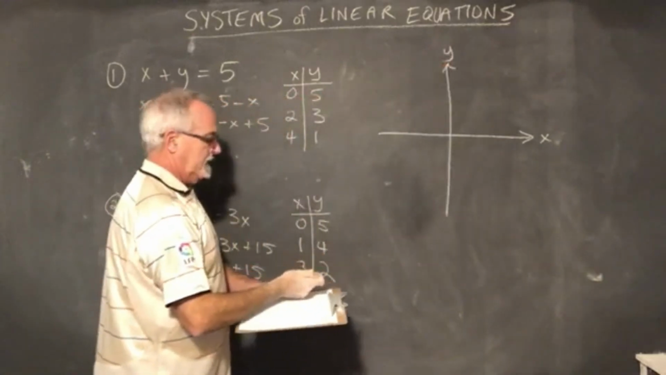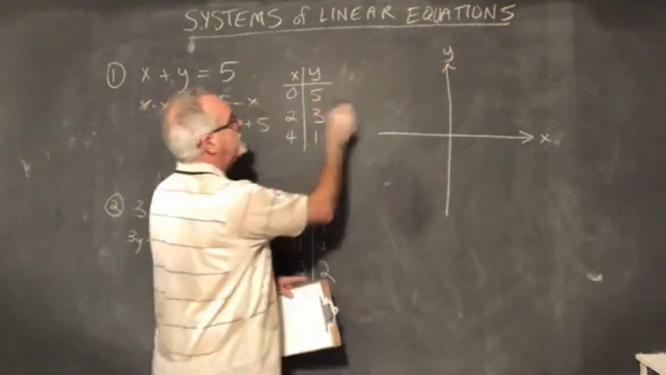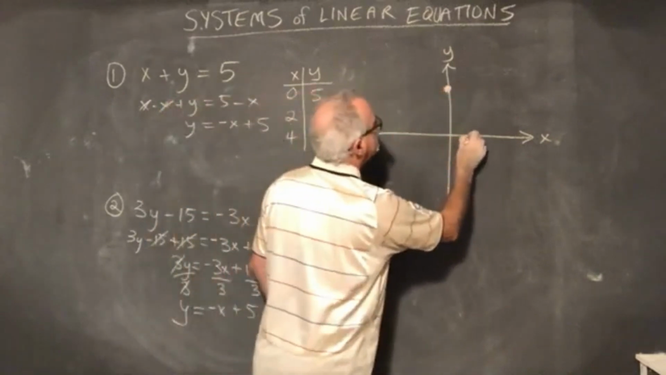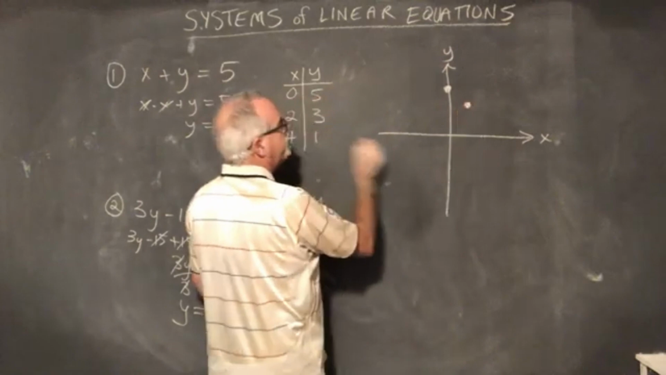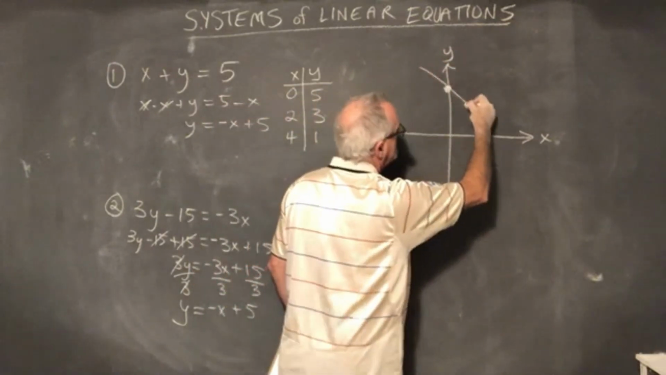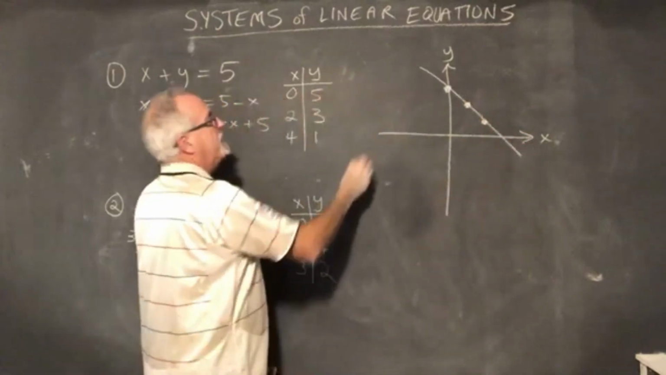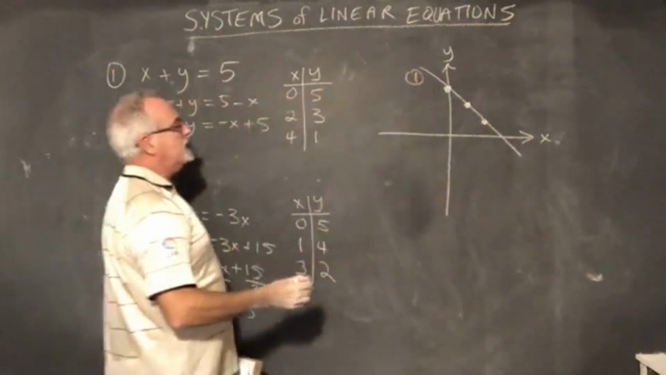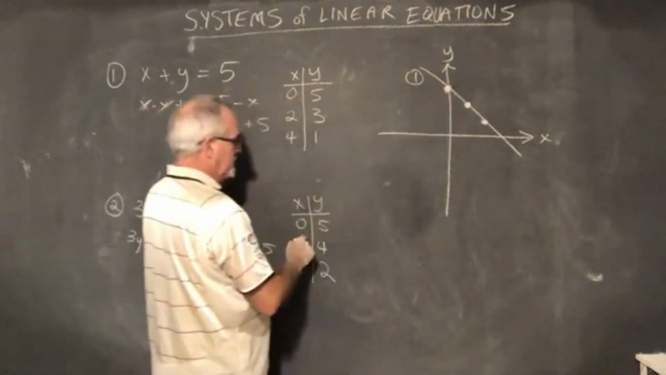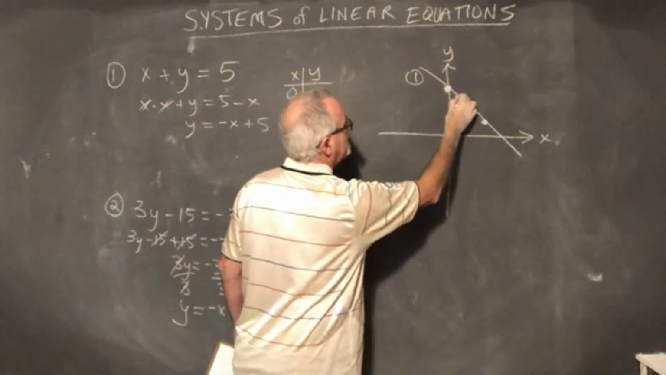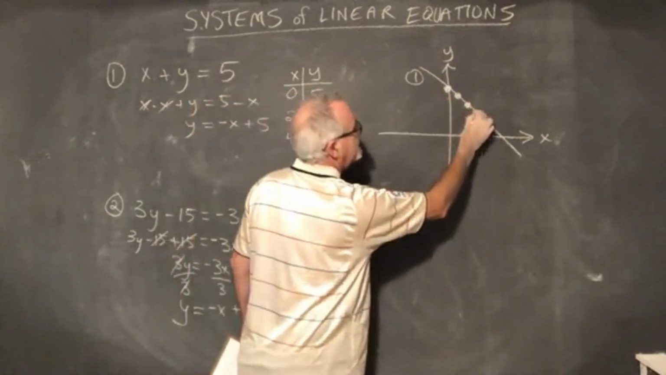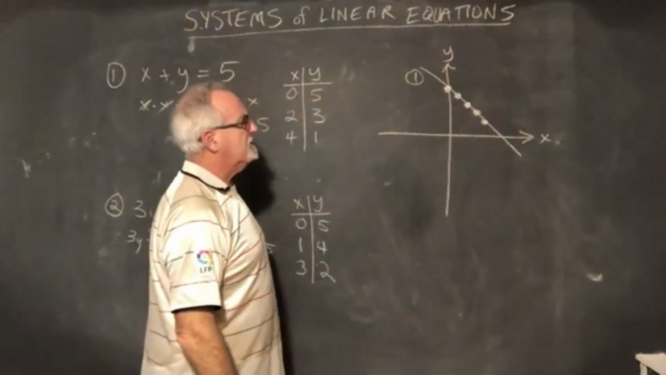If I decide to put the point 0, 5 here, 2, 3 should therefore be about here, and 4, 1 should be about there. And I can draw a line. Now, that's my first equation. Now I'm trying to graph this one. 0, 5, well that's in the same spot. 1, 4 would be here, and 3, 2 would be there. And I'm starting to see that the dots are all landing in the same line.